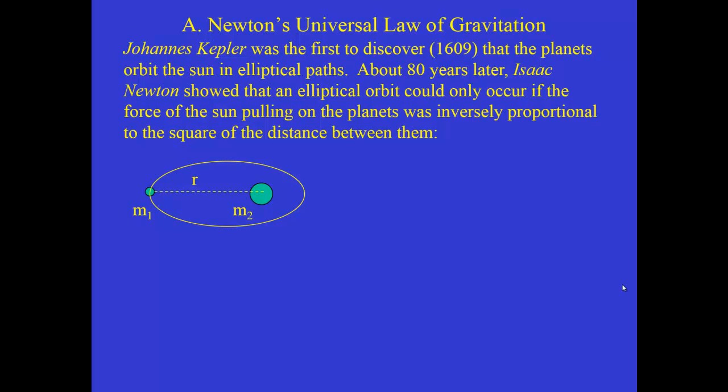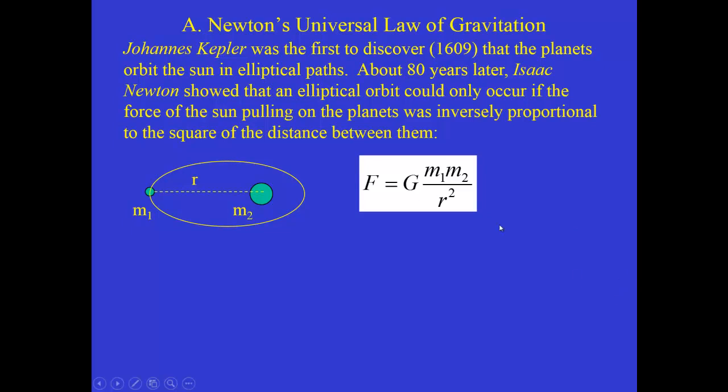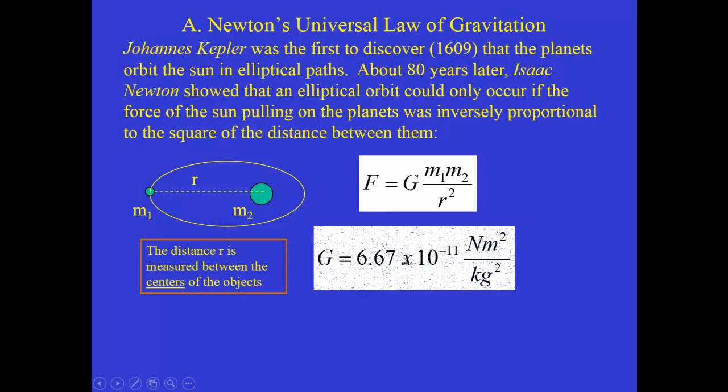occur if the force of the Sun pulling on the planets was inversely proportional to the square of the distance between them. And thus, this gave rise to what is called Newton's universal law of gravitation. So what this means is the force is proportional to the product of the masses that are involved, and here this might be the Sun and the Earth. It's inversely proportional to the square of the distance, and the proportionality constant that tells us how strong the force is is a fundamental constant, G.